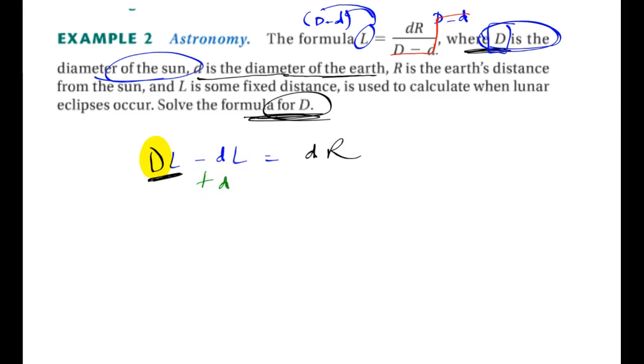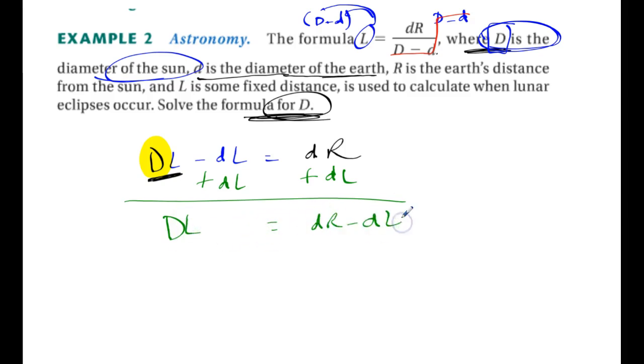So I'm going to add dl. And of course, you can't combine these. These are not like terms. So capital DL is equal to dr minus dl. And then the last thing I have to do is just divide through by capital L. So D is equal to this term.